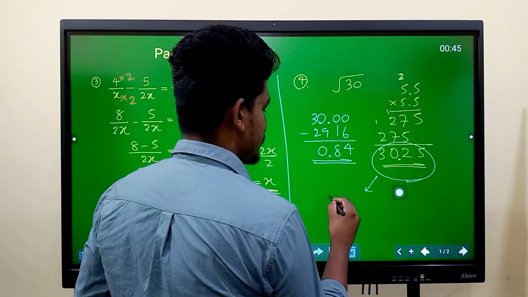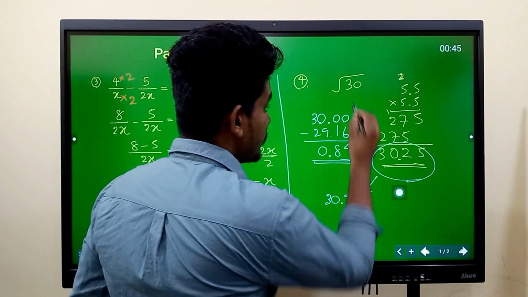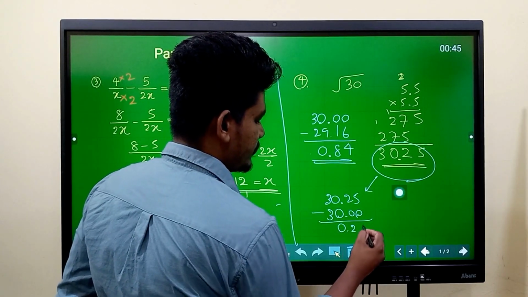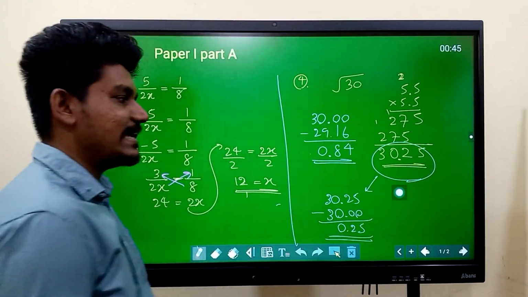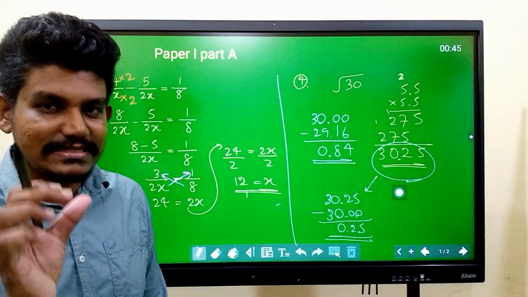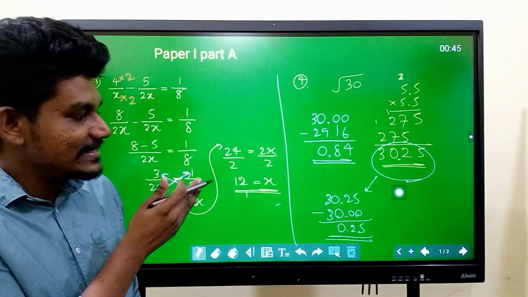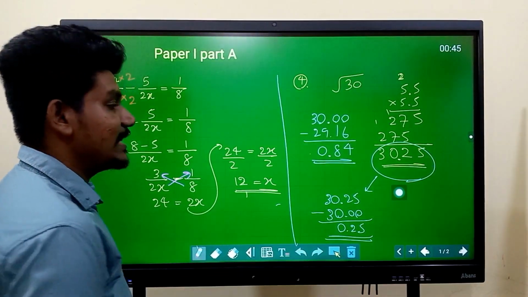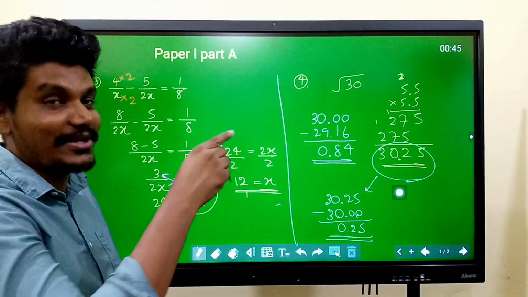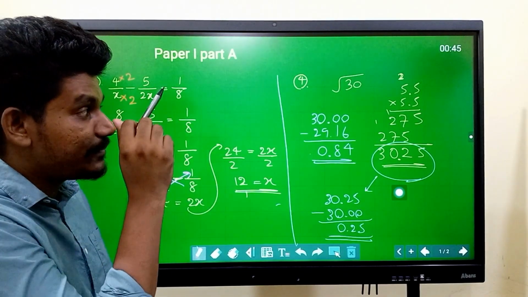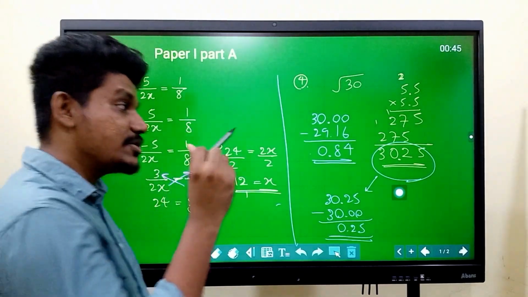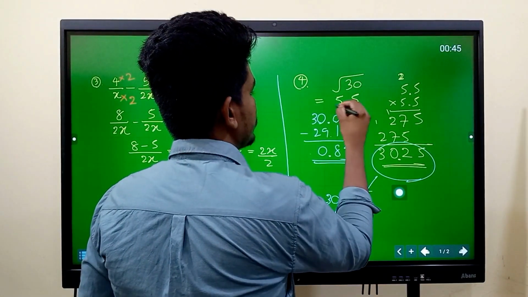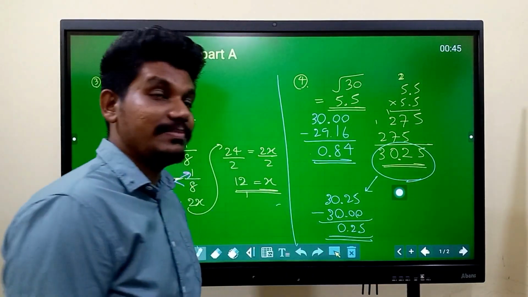And the gap for the other value: 30.25 minus 30 is just 0.25. Can you see? Now which one has the lesser gap, right? The lesser gap shows the nearest value. Thereby you can determine the nearest value as 30.25. Hence, the first approximation of root 30 should be what? It should be 5.5. So 5.5 should be the answer.